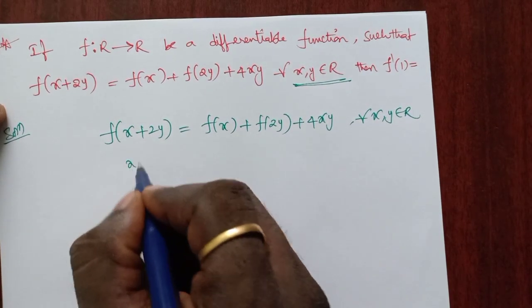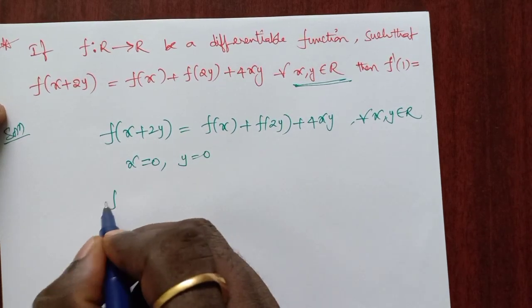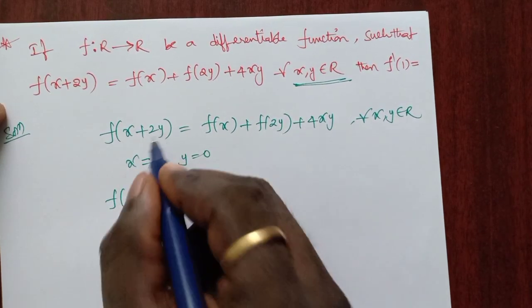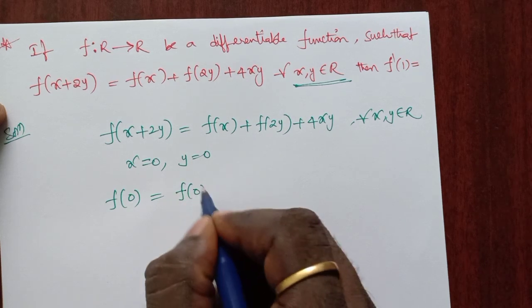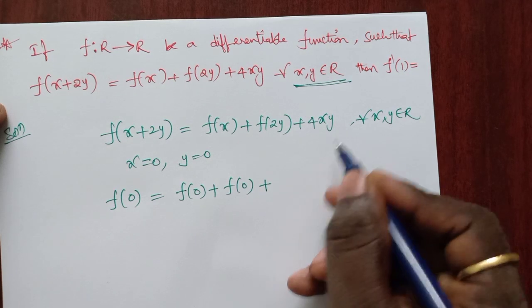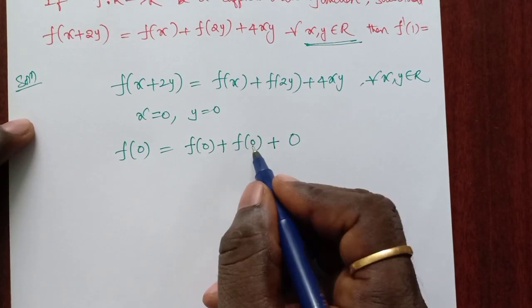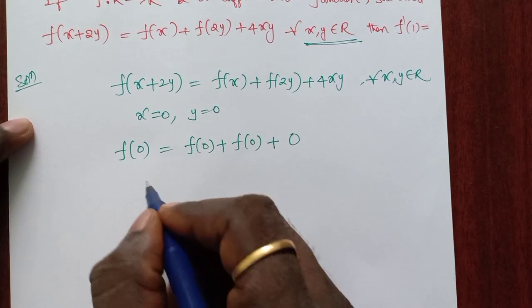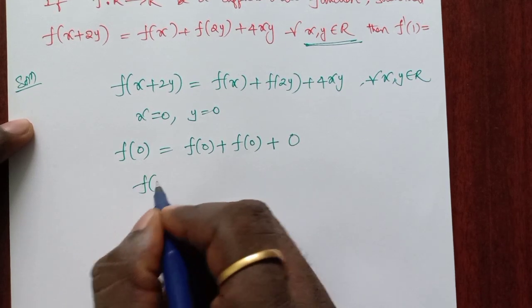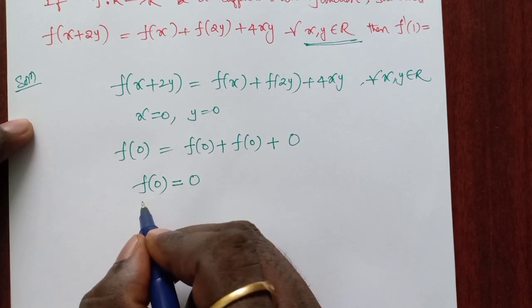Now take x equal to 0 and y equal to 0. See what happens. f of 0 plus 0 equals f of 0 plus f of 0 plus 4 into 0, that's 0. Now 2 into f of 0 equals f of 0, which means that f of 0 equals 0 straight away.